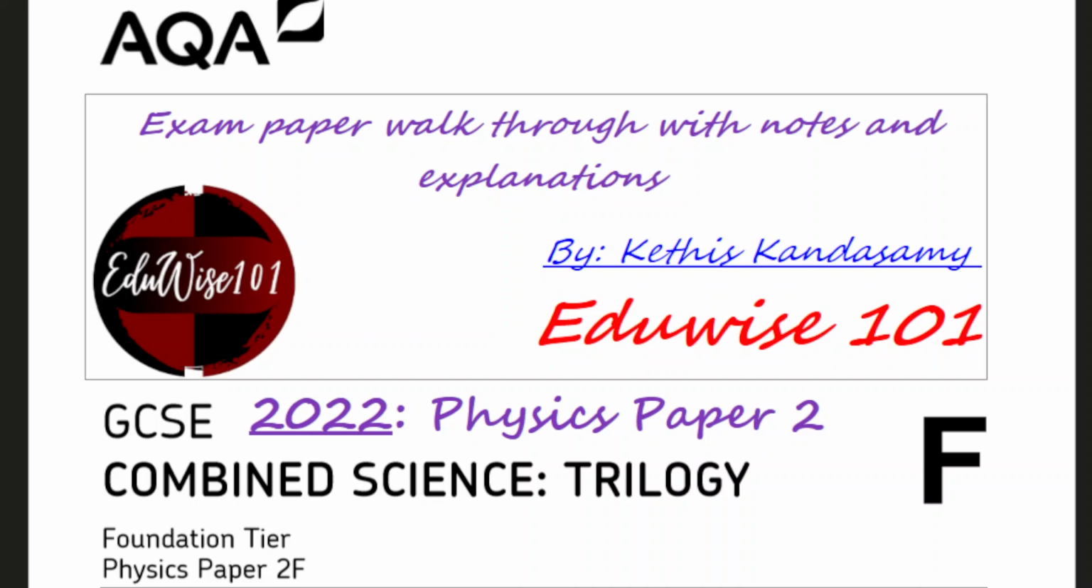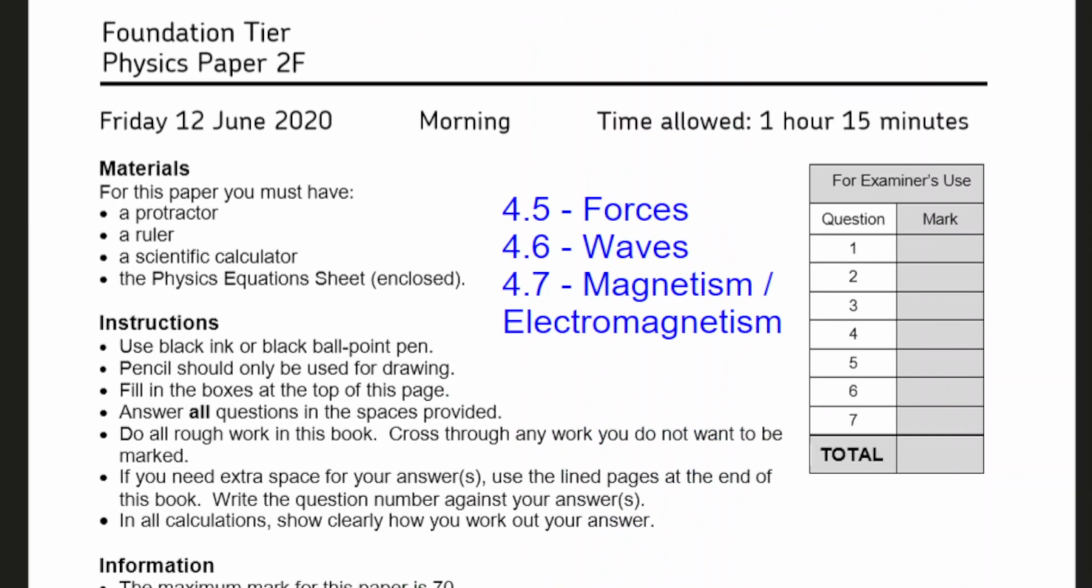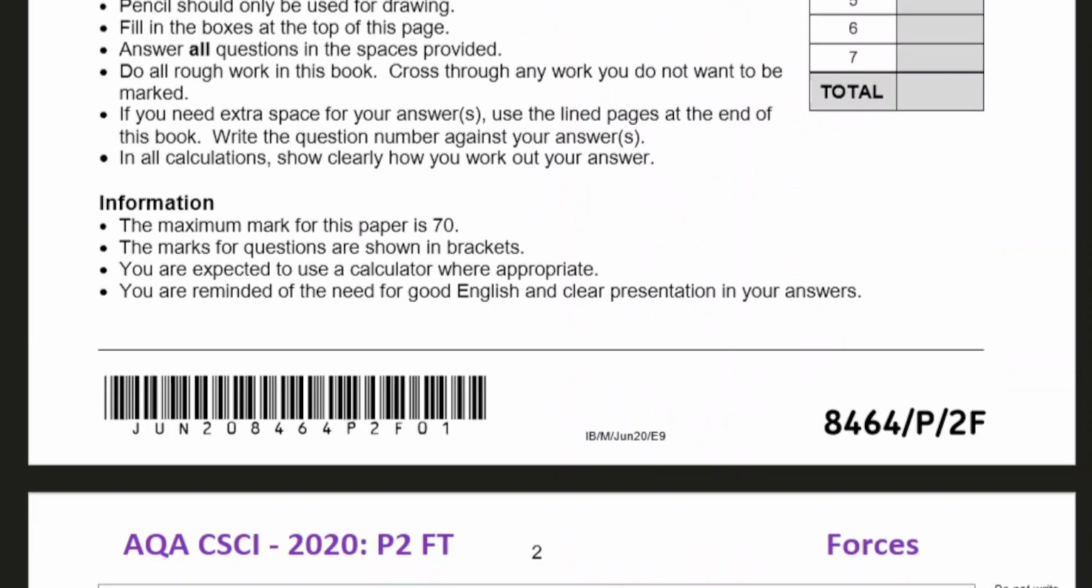In this video, I'm going to go through the AQA Combined Science Physics Paper 2 Foundation Tier from 2022. Paper 2 is 1 hour 15 minutes long and has 7 questions, and is tested on 3 main topics: forces, waves, and magnetism and electromagnetism. Question number 1.